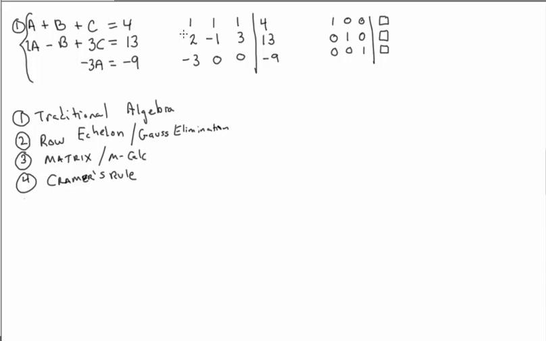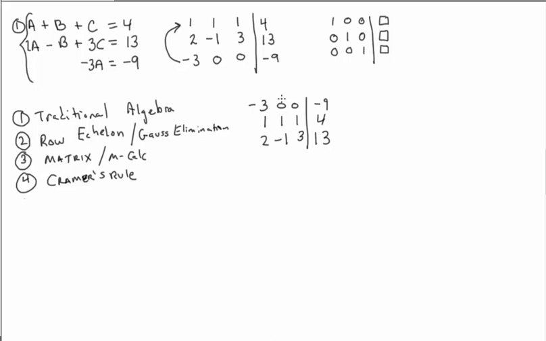Now, to do this, actually, I'm going to make this be the first line. So I have -3, 0, 0, -9, and then I'm going to continue with 1, 1, 1, 4, and then finally 2, -1, 3, 13.